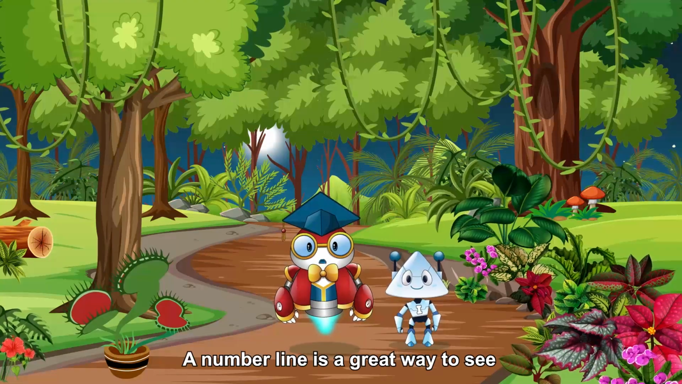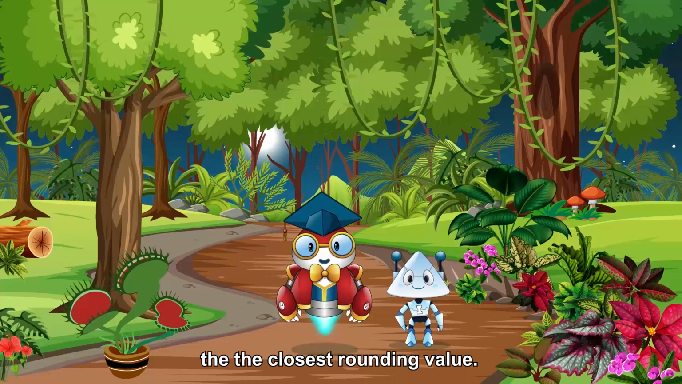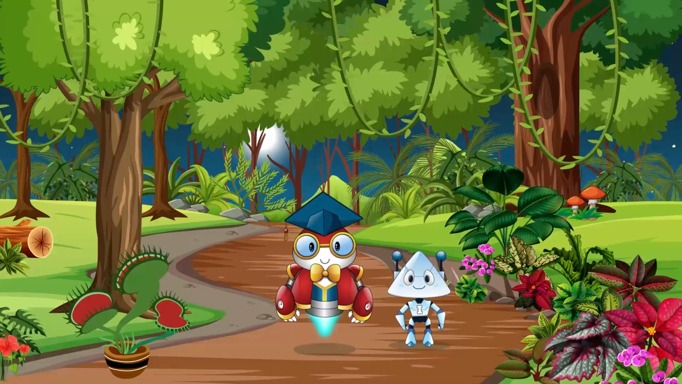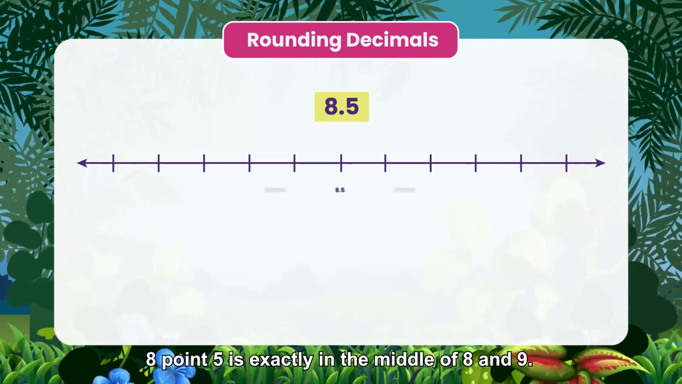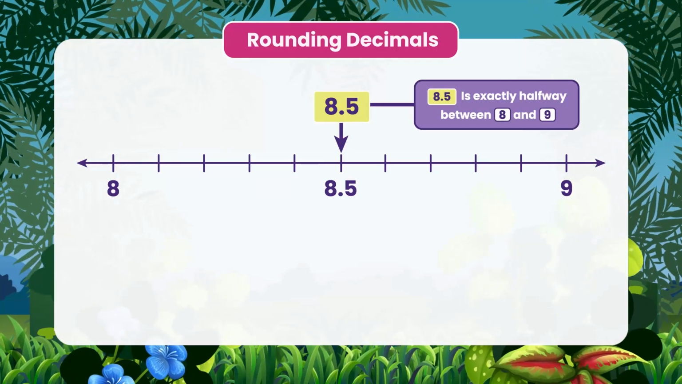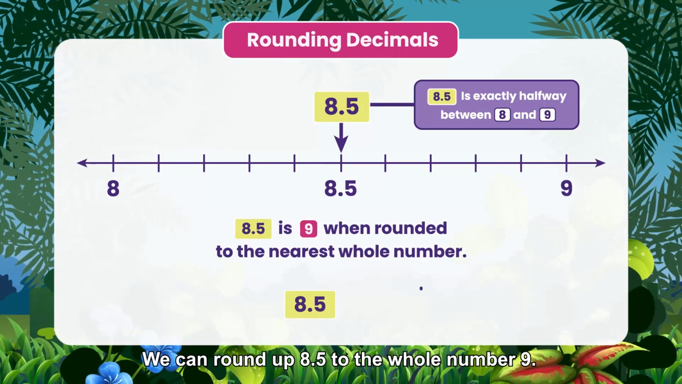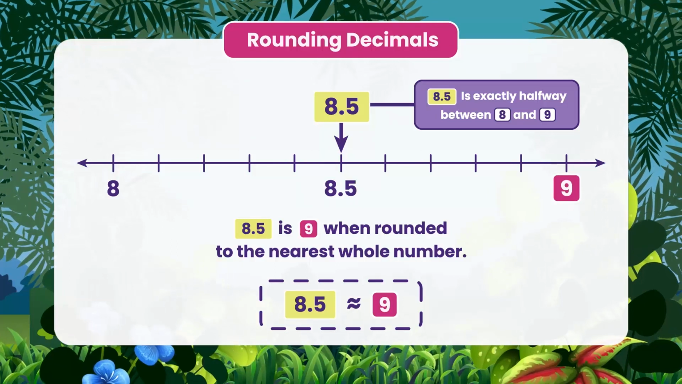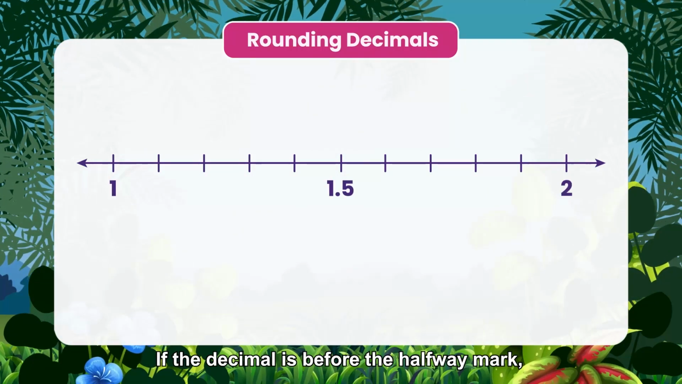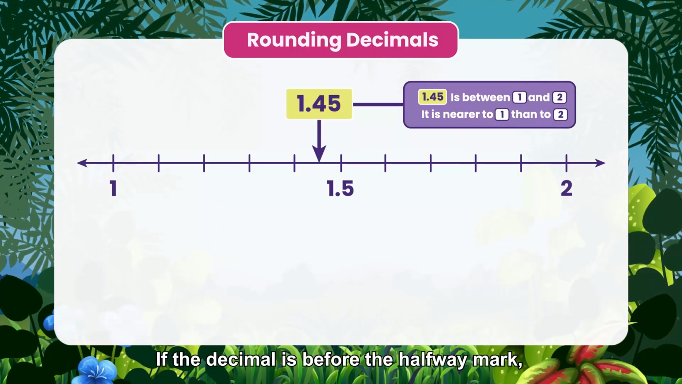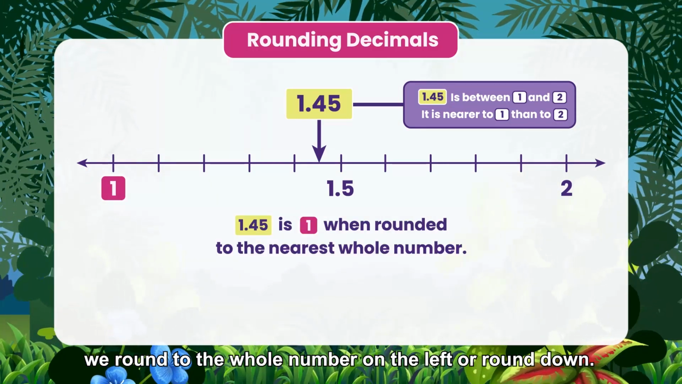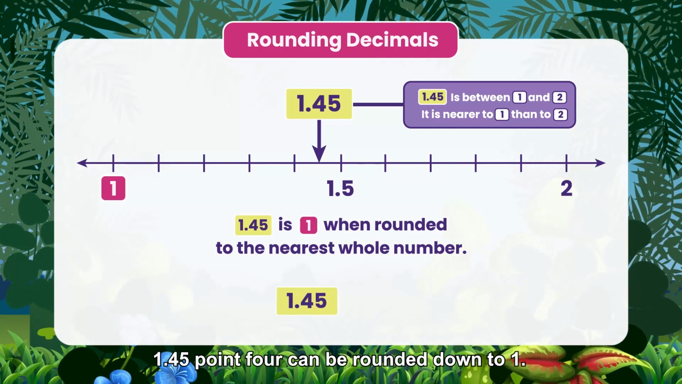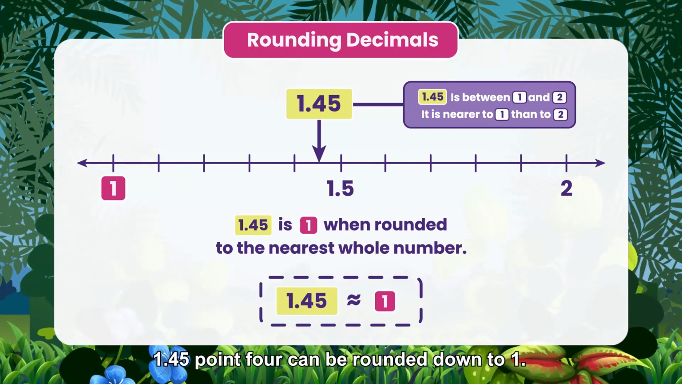A number line is a great way to see the closest rounding value. For example, 8.5 is exactly in the middle of 8 and 9. We can round up 8.5 to the whole number 9. If the decimal is before the halfway mark, we round to the whole number on the left or round down. 1.45 can be rounded down to 1.